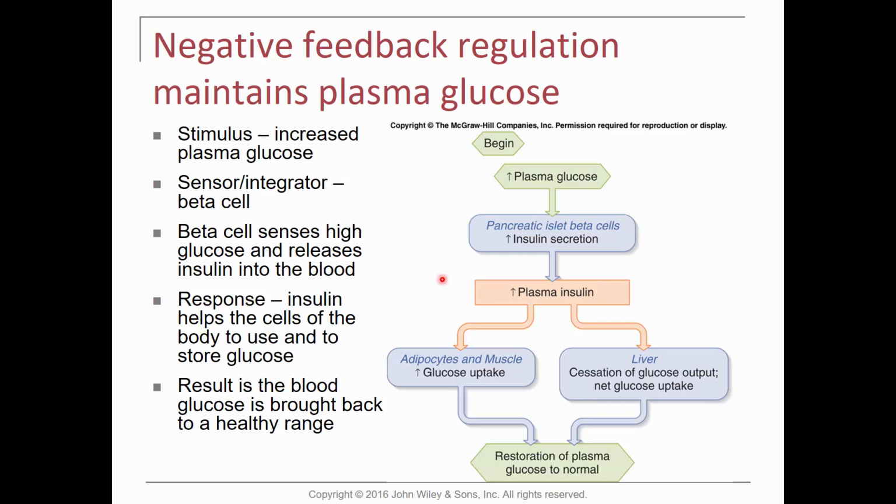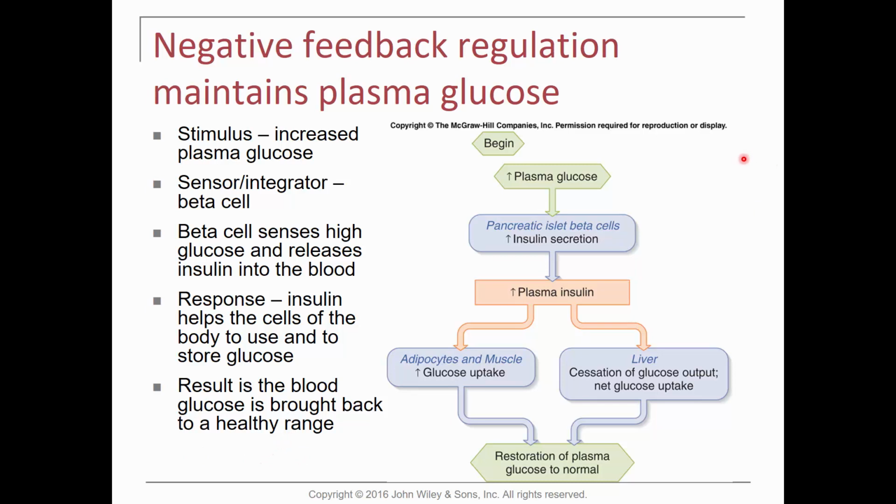We also have negative feedback mechanisms. So again, this is a picture from another textbook. So our stimulus is an increase in plasma glucose. And the beta cell is essentially our sensor and integrator. So when the beta cell senses high glucose, it releases insulin into the blood. Then insulin goes to insulin-sensitive cells, binds to their receptors, and tells those cells to use and store glucose. If you're using glucose and storing it, then your glucose levels are brought to a healthy range.